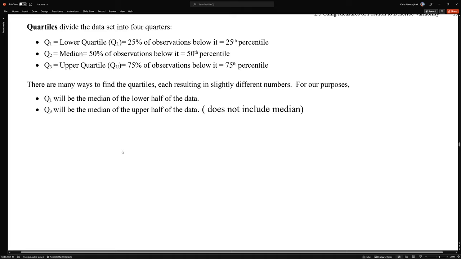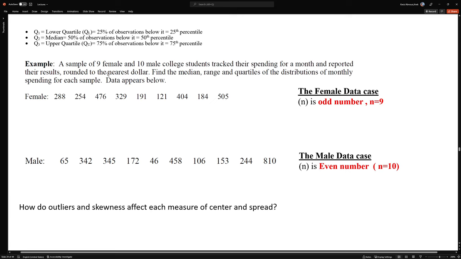There are many ways to find the quartiles, each resulting in several different numbers, but for our purposes, Q1 will be the median of the lower half of the data. It's important to remember. And Q3 will be the median of the upper half of the data. It doesn't include the median, so when you say the upper half, you go on the right side of the median, and the lower on the left side of the median. They both don't cover the median value. So let's see another example.